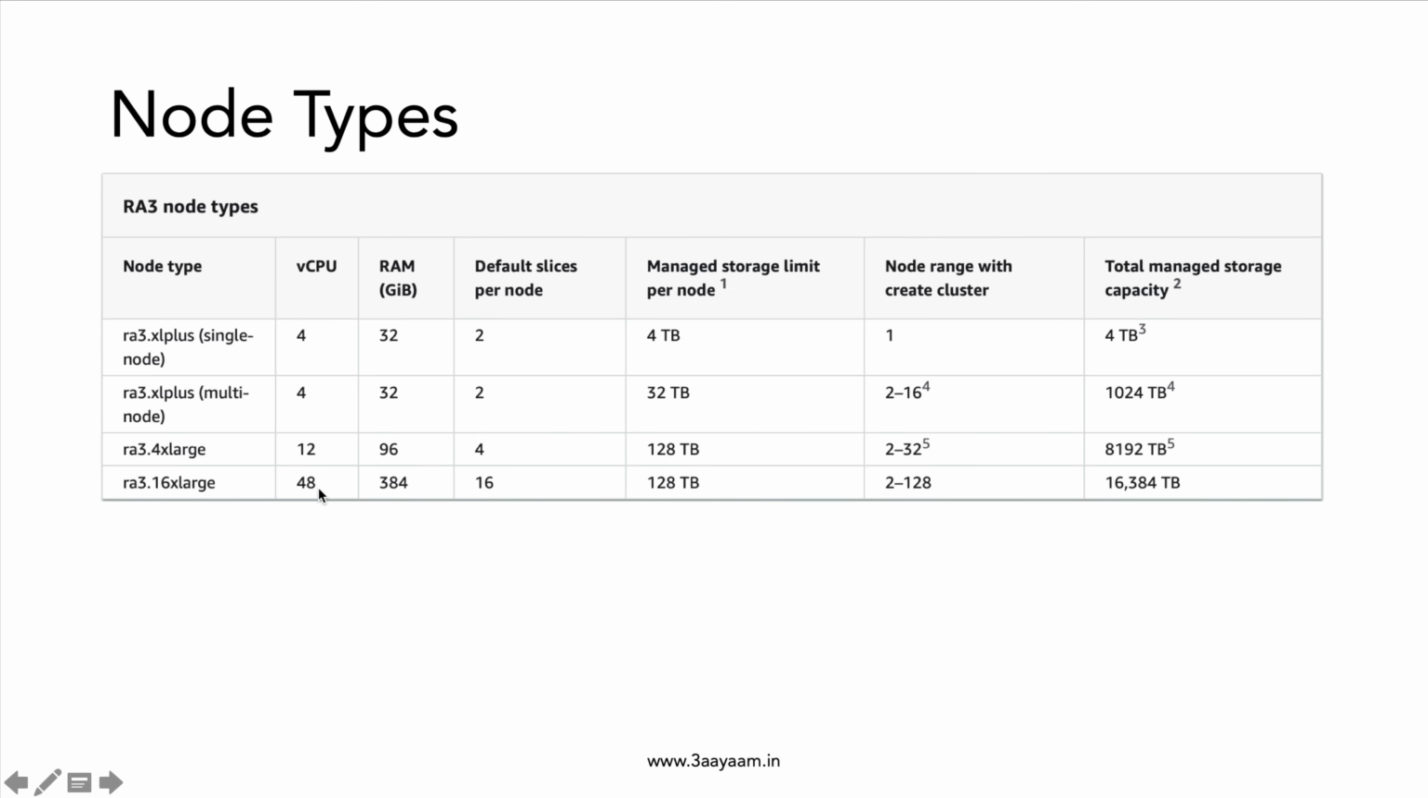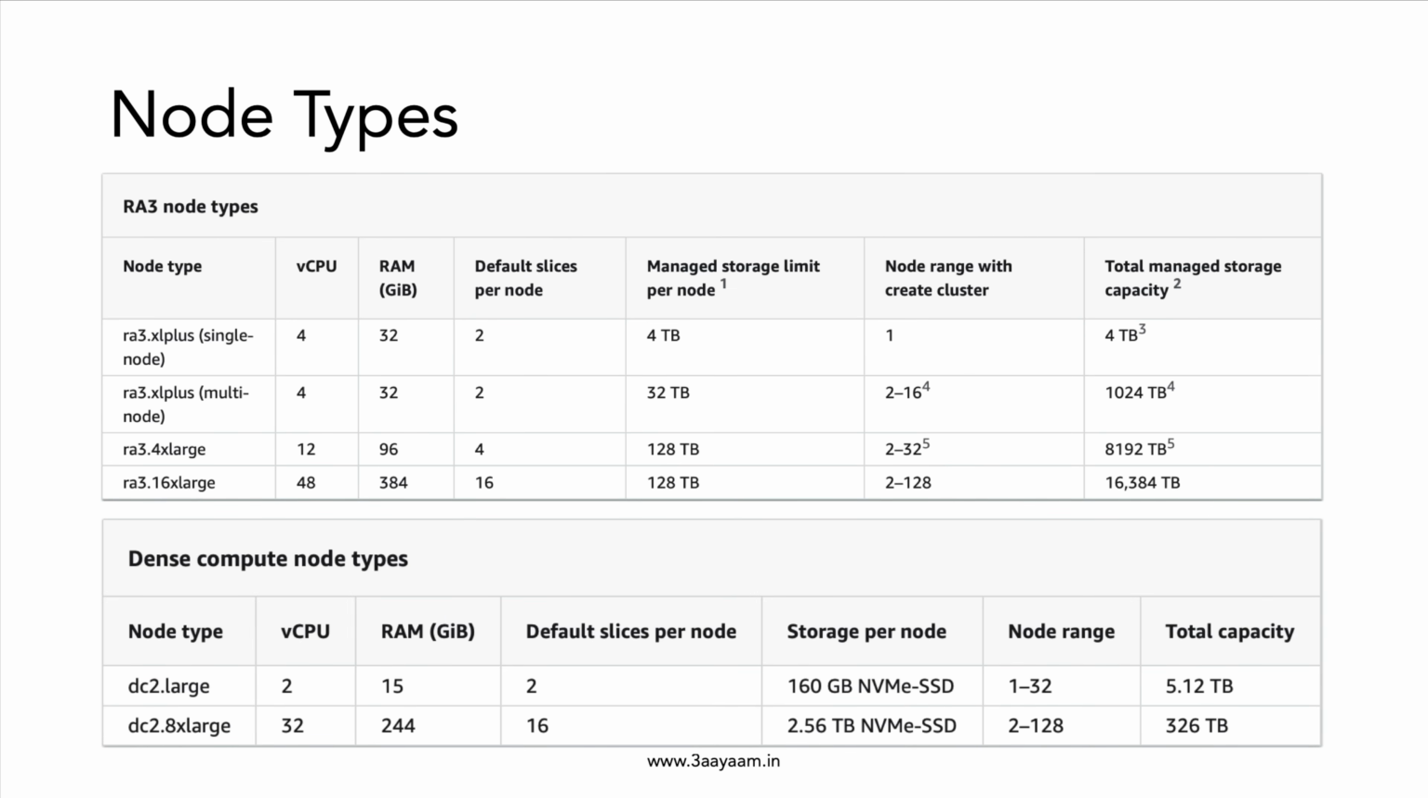RA3 16x large gives you 48 vCPUs and 384 gigs of RAM. So these are the slices per node and these are the managed storage limit per node. Then we have dense compute node types, which is DC2. There are two variations of this node type. One is DC2 large and the other one is DC2 8x large.